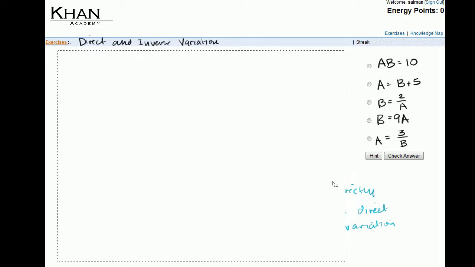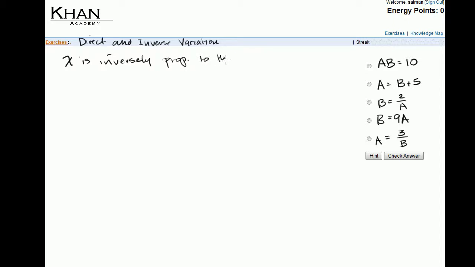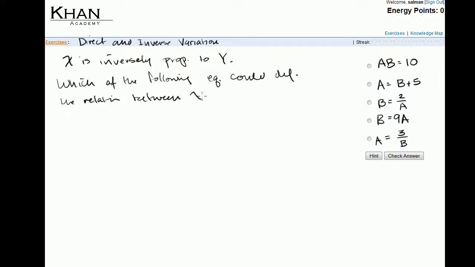So let me clear this out. Here we could write, and I'll do X and Y now just so we can change up things, X is inversely proportional to Y. Same question: which of the following expressions or equations could define the relationship between X and Y? And once again, the choices are here.